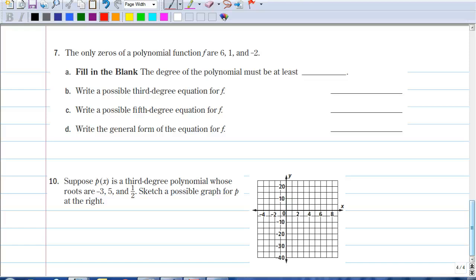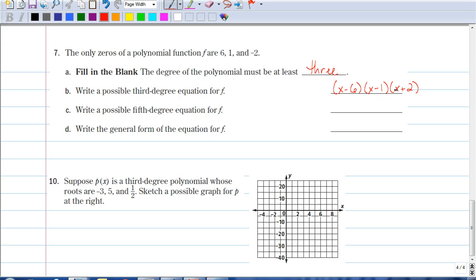The fact that I have 3 zeros tells me that the smallest degree of the polynomial must be at least 3. And you'll see why in a second, because let's write a possible third degree equation. So if I have x minus 6, so I'm using the factor theorem, times x minus 1 times x minus negative 2, which would be x plus 2. This would be a third degree polynomial if I were to multiply all these together, because x times x times x would be x cubed. That's what we learned about in the very first lesson.